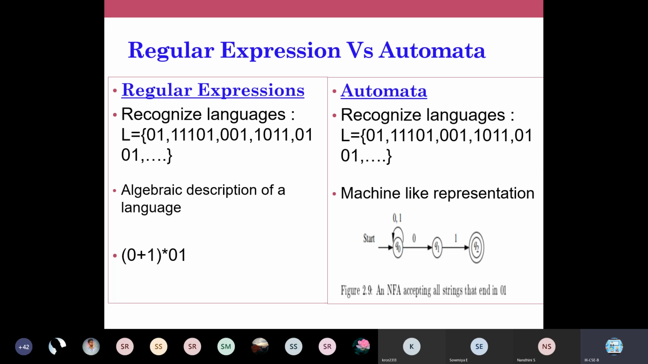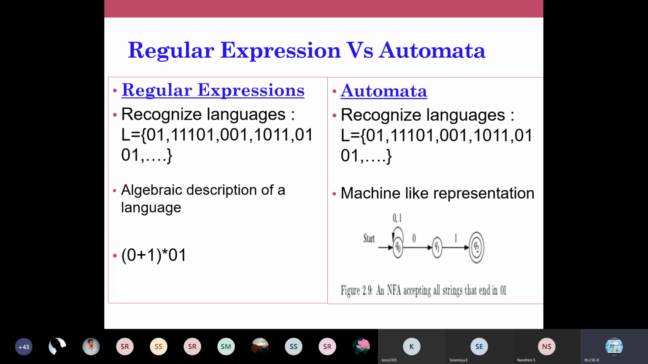Therefore, we call our automata a recognizer. It will recognize some particular set of strings, like a machine-like notation. Regular expressions are also used to represent the same set of languages, but the notation is in the form of an expression, an algebraic description, where your expression may have some operators in it. That is the difference between automata and regular expressions. Apart from that, they represent the same set of languages.